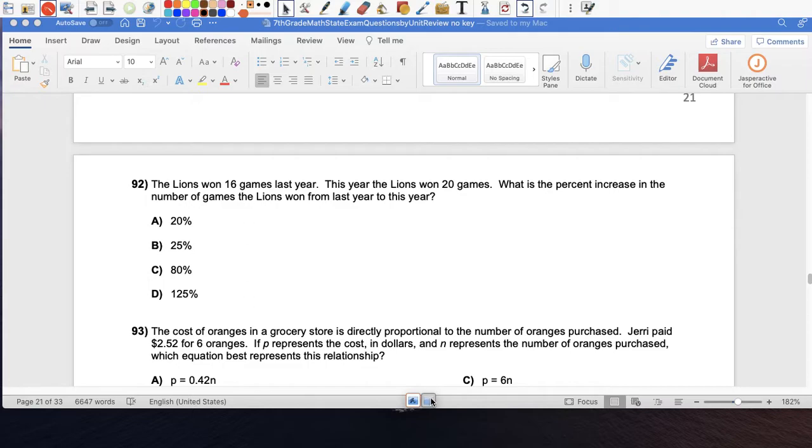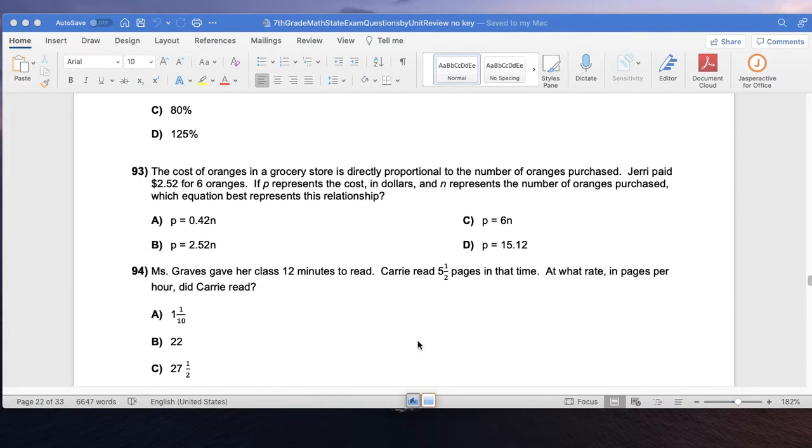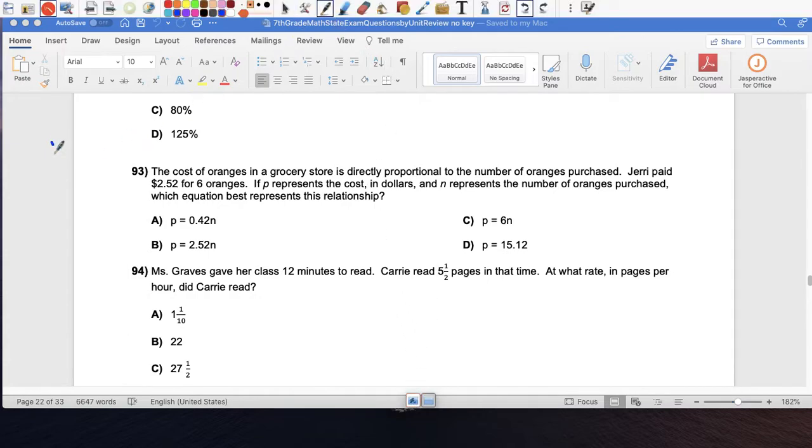The cost of oranges in the grocery store is directly proportional to the number of oranges purchased. Jerry paid $2.52 for 6 oranges. Find the equation that represents this. So this one is another k = y over x. In this case, the cost is my y, and the number of oranges is my x, right? The cost depends on the number of oranges that you buy. That makes sense. 2.52 divided by 6, we get that each orange is 0.42. My constant of proportionality is 0.42.